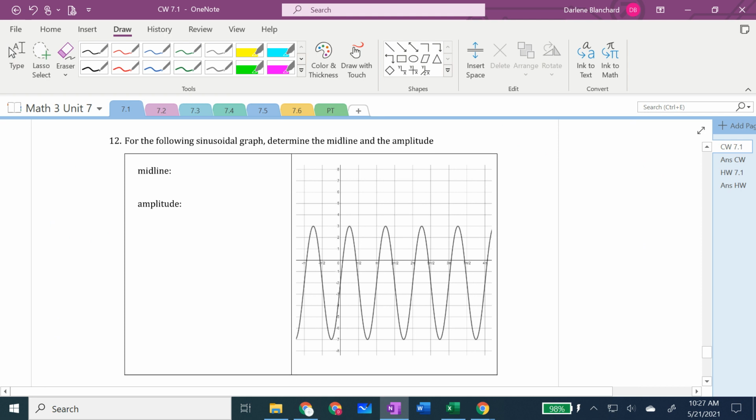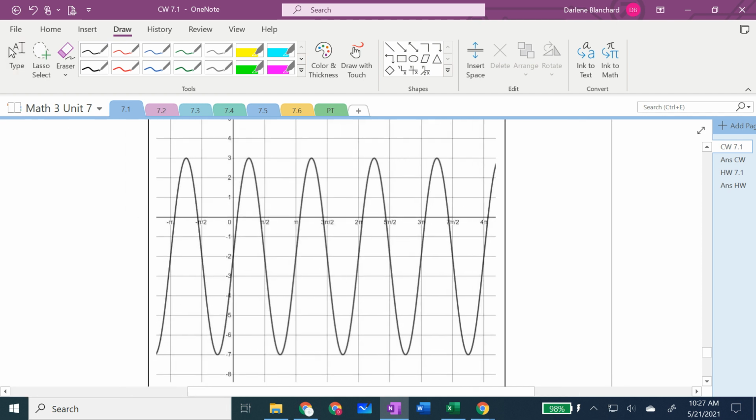Now, the next thing we're going to do is come up with equations where we already see the graph. And these prompts are meant to help you get going with finding that equation. This one is just asking you to determine the midline and the amplitude. That's it. That's the whole example. So let's zoom in on this graph a little bit.